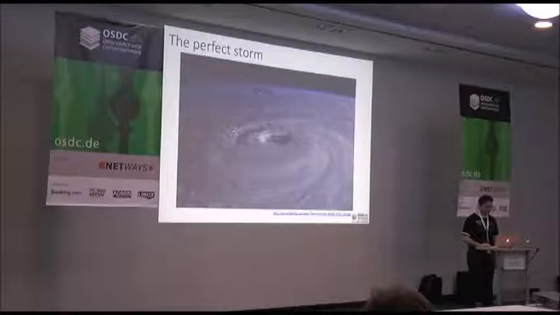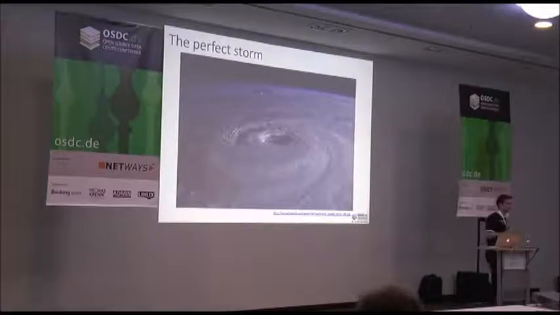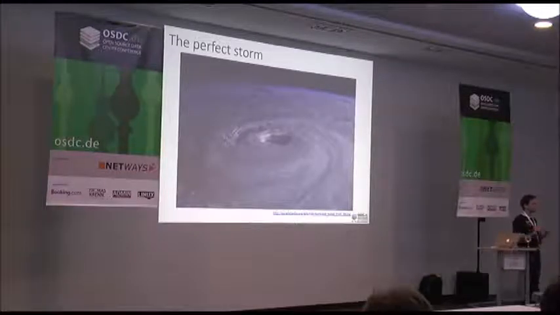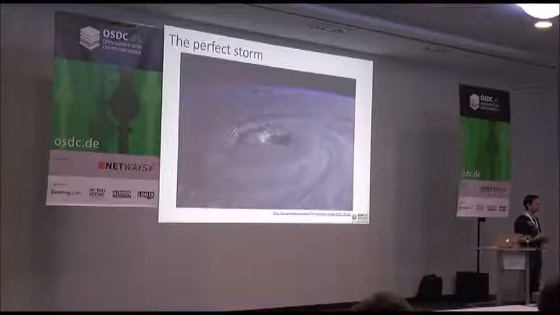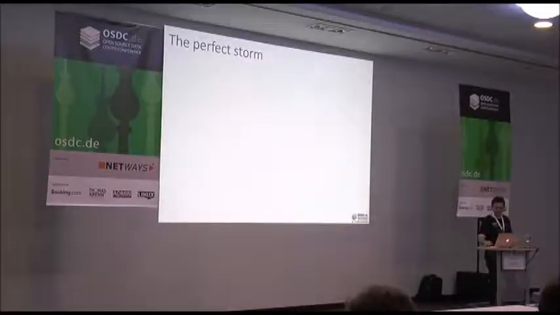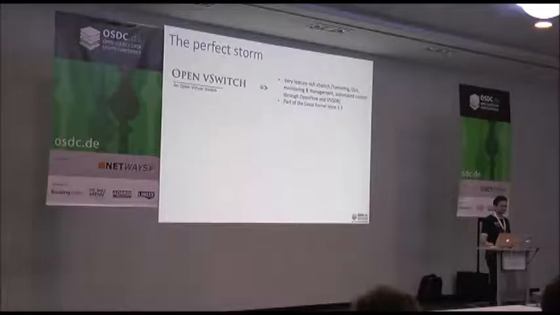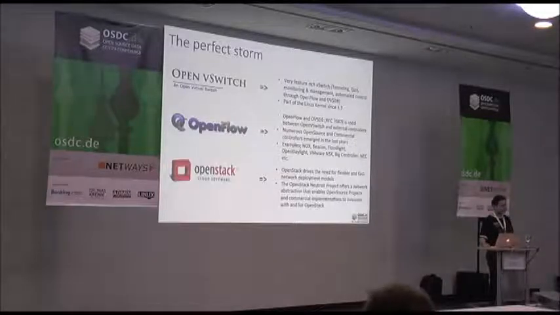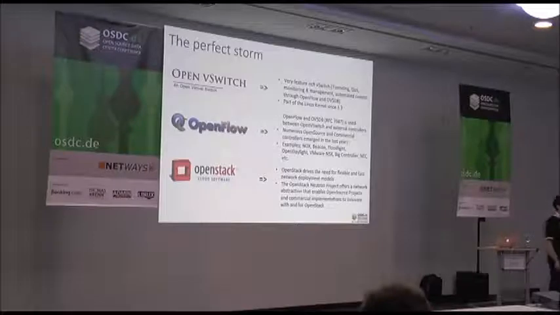Okay, so what I think is happening right now in the network industry is kind of the perfect storm. There are so many things coming together that change the way networking is done, and disrupt this pretty much stuck market. A couple of very important pieces of this perfect storm are listed here. One is Open vSwitch, the other is OpenFlow / SDN, and the third one is, I would say, cloud platforms, OpenStack being the most popular one.